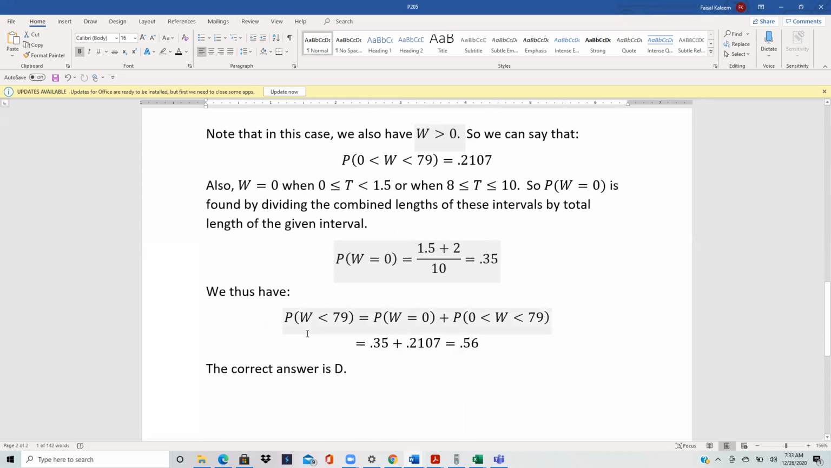And now we wanted probability W less than 79. So that's equal to probability of W equal to 0 plus probability of W between 0 and 79. So W equals 0 was 0.35 over here, and W between 0 and 79 was 0.2107. We add the two, we get 0.56. That was choice D.